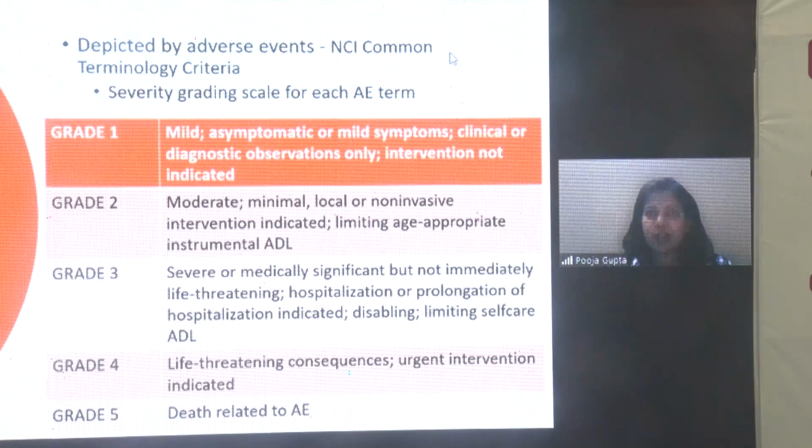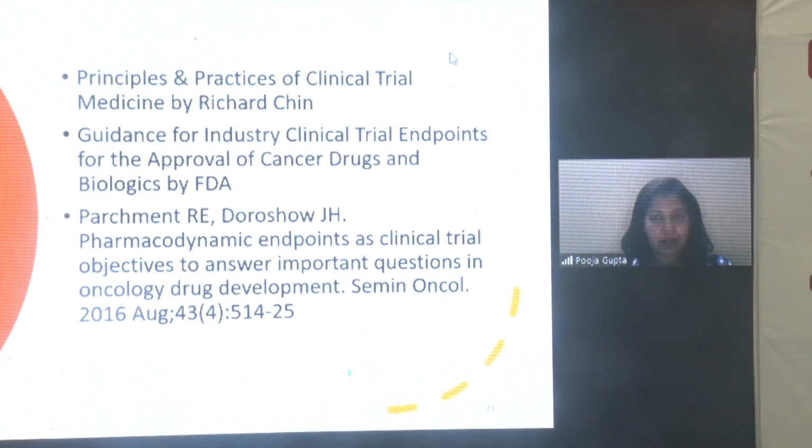because traditionally most chemotherapy has been associated with one or the other adverse effects. So some of it would be acceptable, some would not be acceptable. That's why severity grading becomes important for safety assessment in clinical trials for cancer. That's about the talk. And the US FDA has given a guidance document for selecting clinical trial endpoints for cancer drugs and biologics.